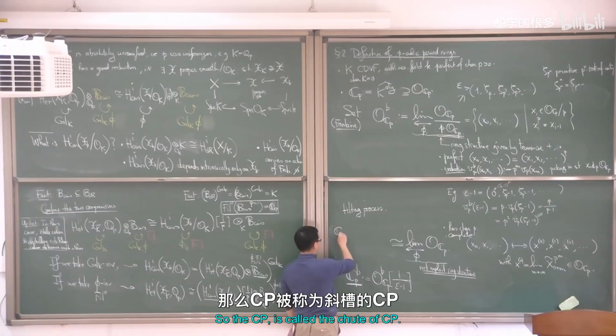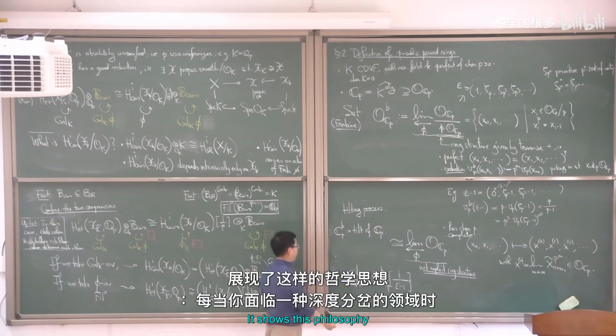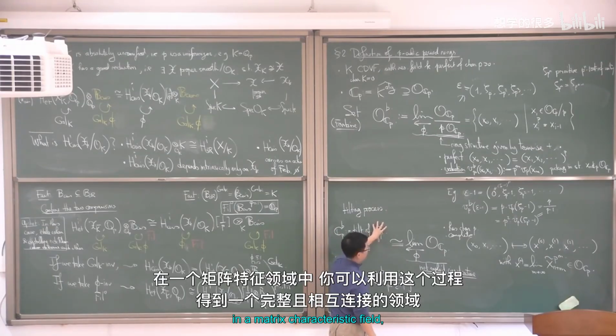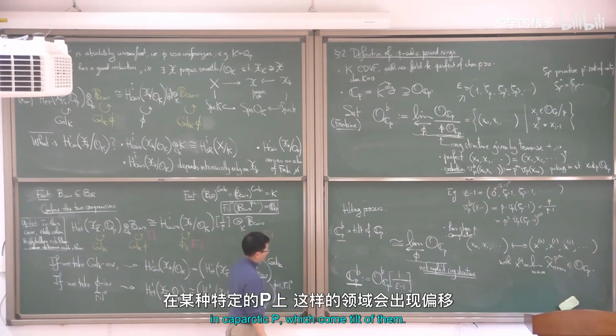I invert that, so now I get a field. So C_p flat is called the tilt of C_p. It shows this philosophy that whenever you have a deeply ramified field in characteristic 0, the mixed characteristic field, you could use this process and get a complete perfect field in characteristic p, which is called the tilt of that.